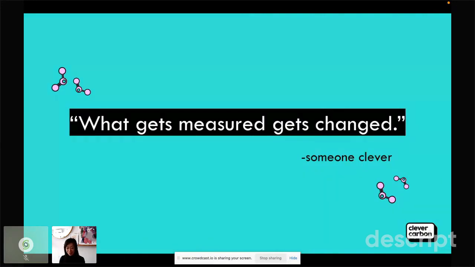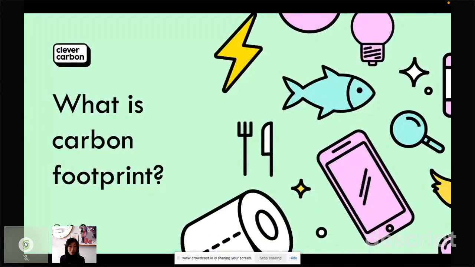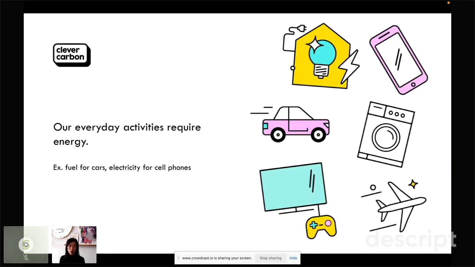And so with that, I want to start by talking about what is carbon footprint. So let's take a step back and talk about our everyday activities. We drive, we take the subway or the train, we charge our phones, we make coffee in the morning, we have lunch. Every single one of those activities requires energy, whether it's in the form of electricity from gas or coal, or deriving petroleum from oil.